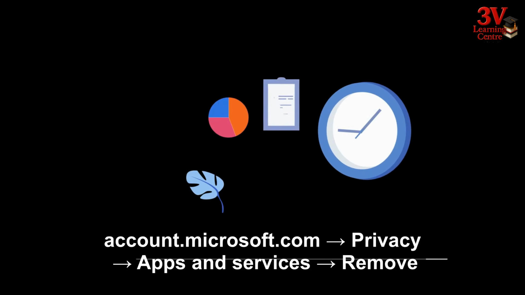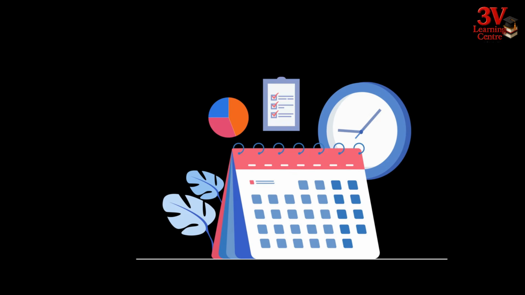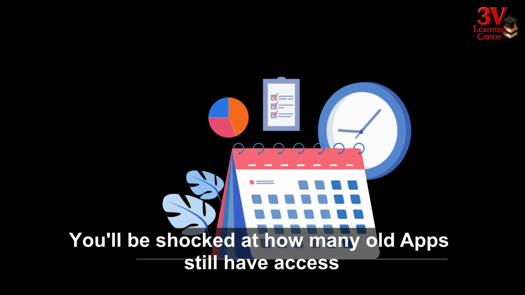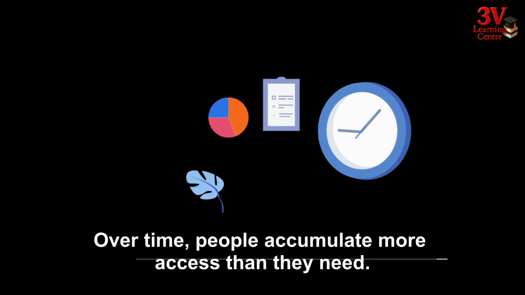Privacy, apps and services. Remove Facebook, Instagram. Settings, security, apps and websites. Remove. You'll be shocked at how many old apps still have access. Privilege creep over time. People accumulate more access than they need.